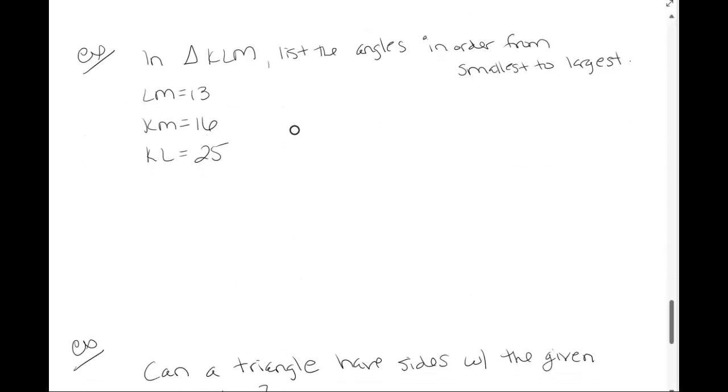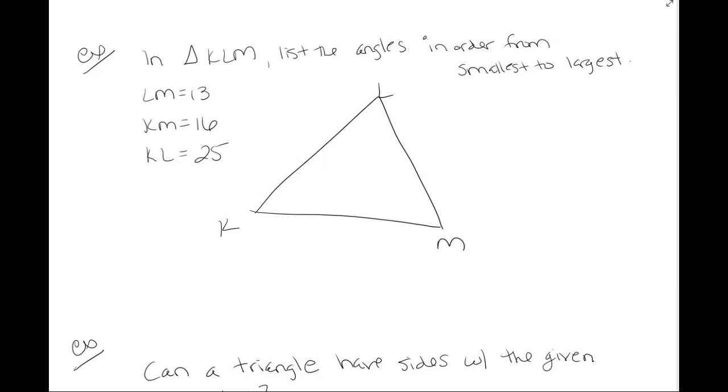Sometimes you're not going to have a diagram, so you're going to have to draw one. So they give you a triangle KLM, list the angles in order from smallest to largest, and then they give you just the side measures. So you're going to have to actually draw the triangle and label them KLM. Put in the corresponding sides. So LM is 13, KM is 16, and KL is 25.